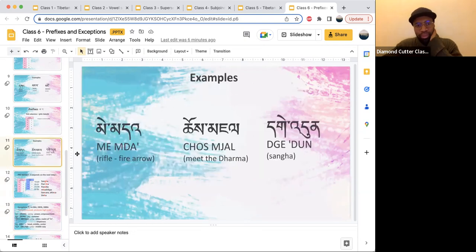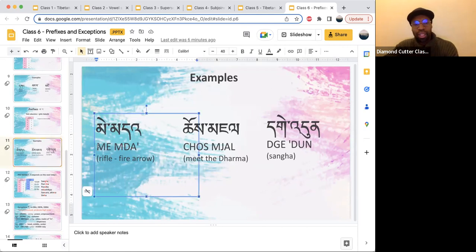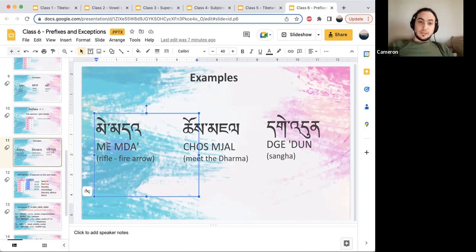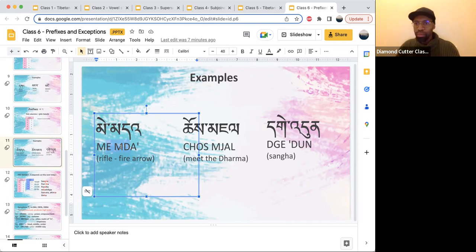Examples. Here we go. This is how you say gun or rifle in Tibetan. Literally, fire, arrow, right? So this is a ma, third column, pa. All right. So what sound should happen in between these letters? Anybody? Na? Da. You are both absolutely correct. Exactly. So because da is a palatal, it makes an N sound between them. That's it. So either one of you pronounced this correctly.